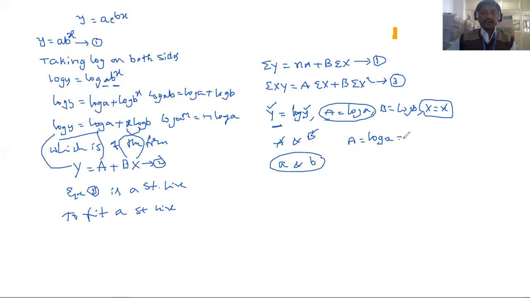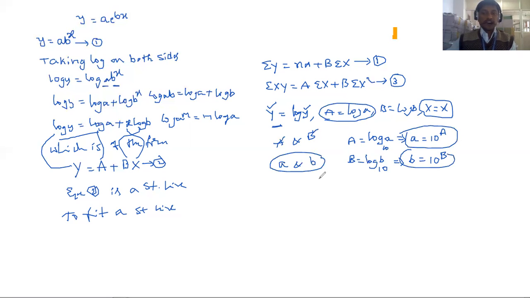So capital A is equal to log a with base 10, so simply we can write that small a is equal to 10 power A. In the same way, capital B is log b base 10. In y equal to a e power bx, small b is equal to capital B, but not like that here. So we have to find small b is equal to 10 power B. By taking these values, we'll get the values of small a and small b.